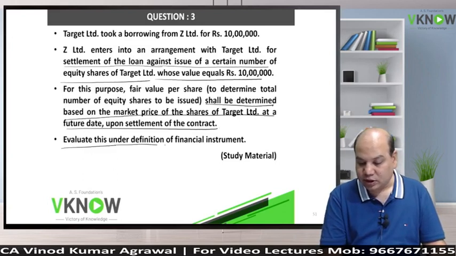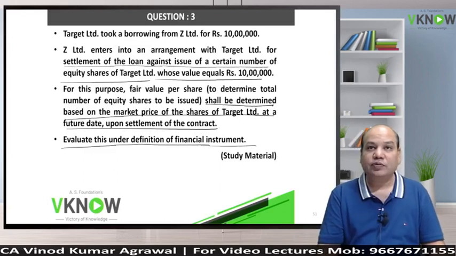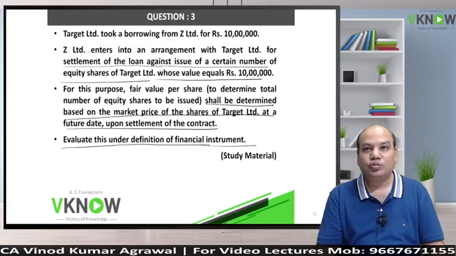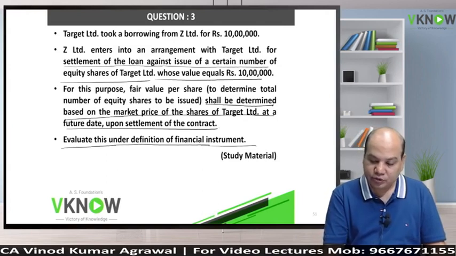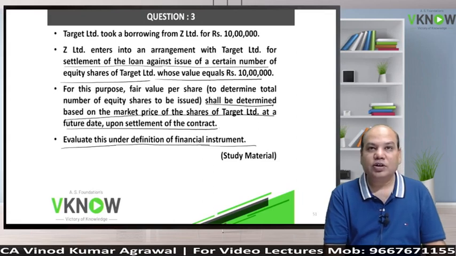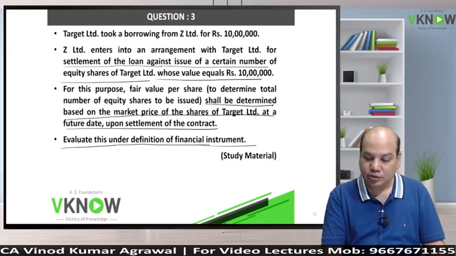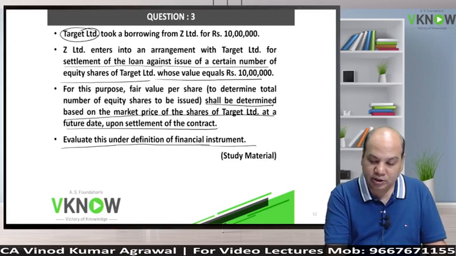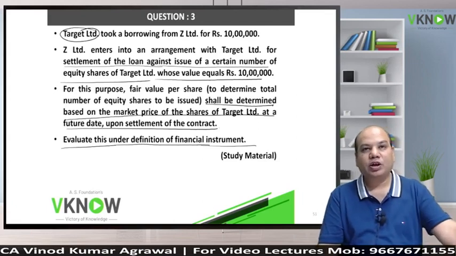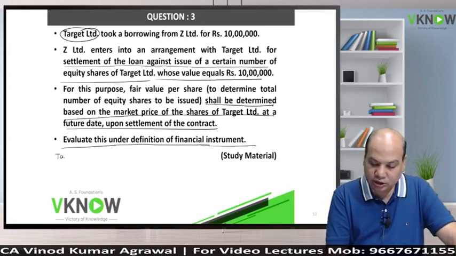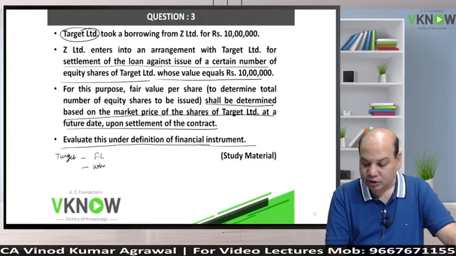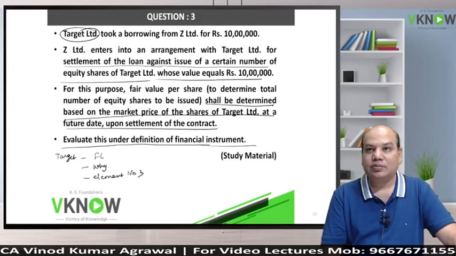Evaluate this under the definition of financial liability. Now you are sitting in the exam hall. You have to quickly think, first of all, whether it is a financial liability or financial asset. So from the point of view of Target Limited, it is a financial liability. Then why will it call it a financial liability? Element number 3 is satisfied.